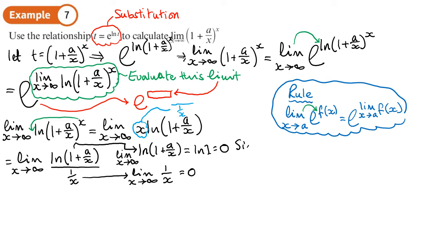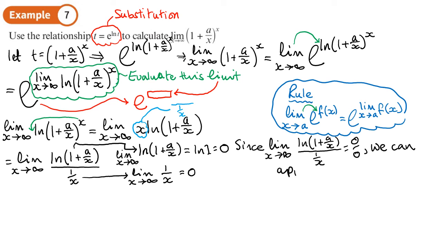So since the limit as x tends to infinity of log 1 plus a over x over 1 over x equals 0 over 0, it's indeterminate, so I'll just put we can apply L'Hopital's rule, which means we need to differentiate the top and the bottom. So we need to differentiate, let's just highlight it.